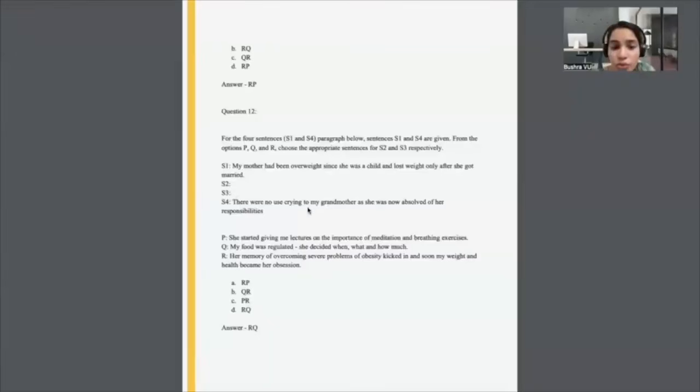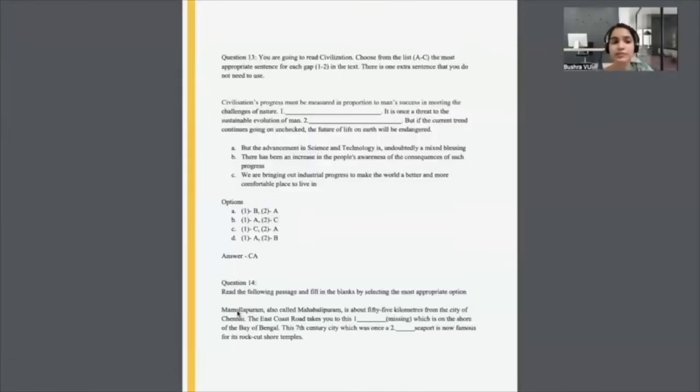There was no use crying to my grandmother as she was absolved of her own responsibilities. Okay. So here, because her mother's memory of overcoming severe problems of obesity kicked in, what did she do? Her food was regulated. The daughter's food was regulated. She decided when, what, and how much. Okay, so this is what the correct answer is. The final actual answer to this is RQ, which is option D.